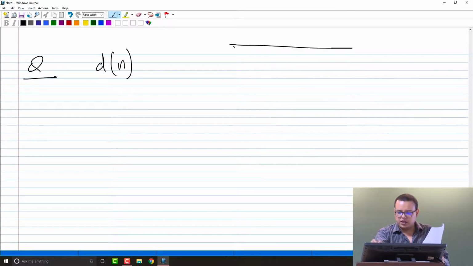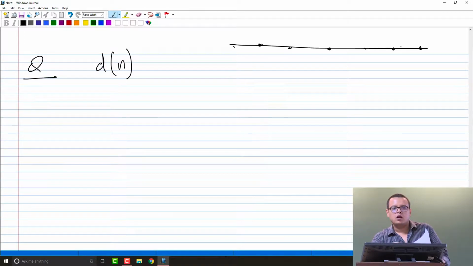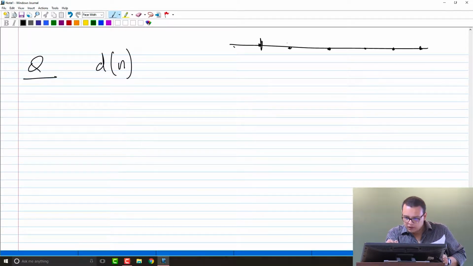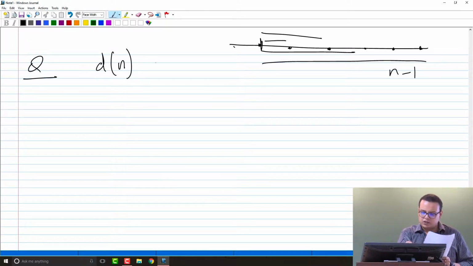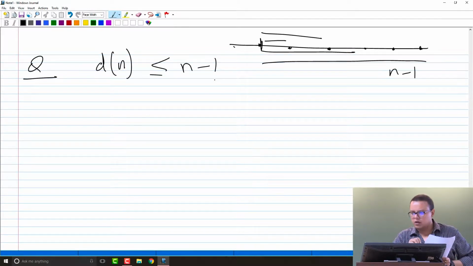Again, the construction that we had, points unit away from each other. What will that give us? If I fix this point, I will have 1, 2, 3, and finally n minus 1. And dn is the minimum among all distinct distances you can get, right? These 1 to n minus 1 are the distinct distances you get. So dn has to be less than or equal to n minus 1.